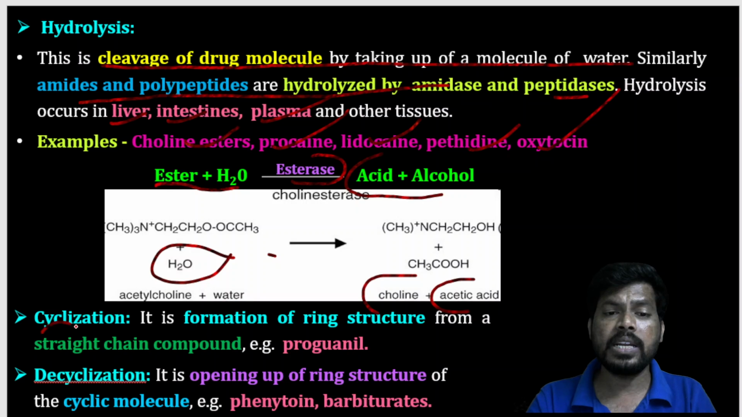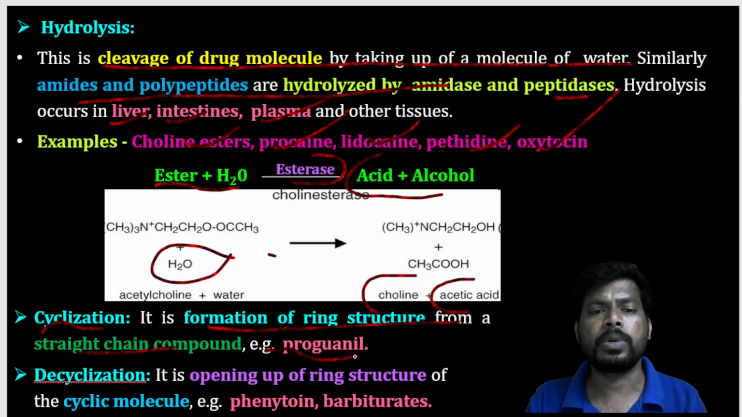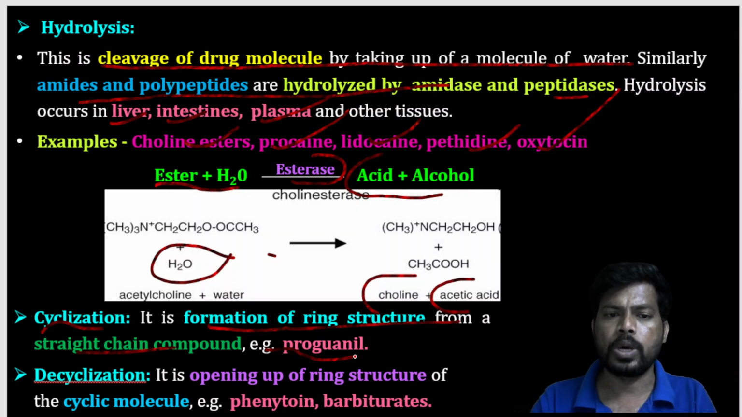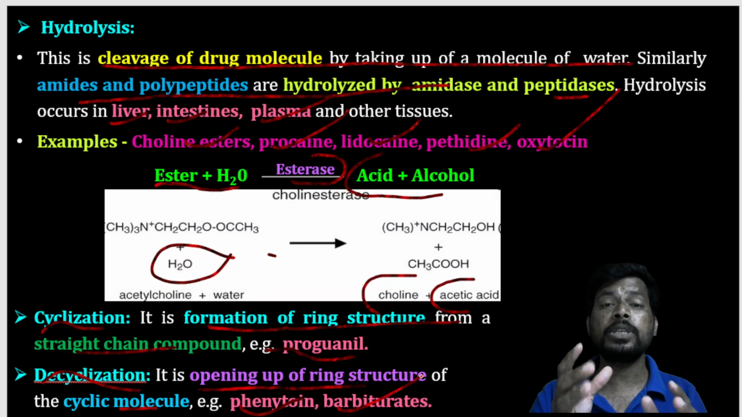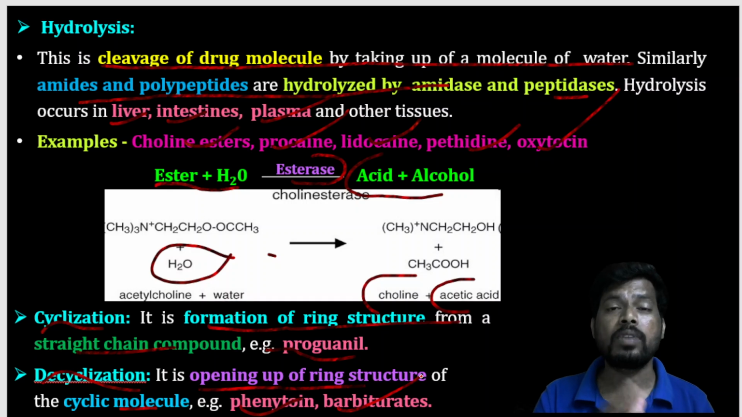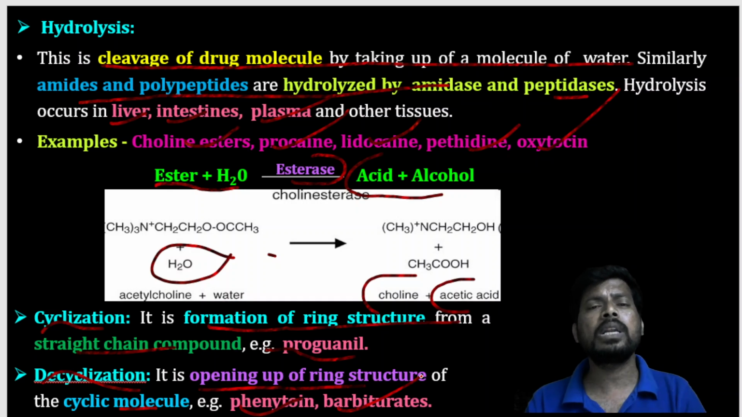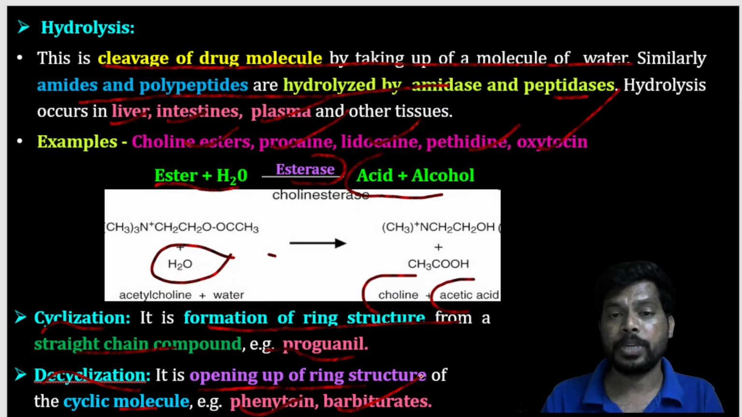Next, cyclization. It is the formation of a ring structure from a straight chain compound. Example is proguanil. Next, decyclization. It is the opening up of the ring structure of a cyclic molecule. Examples are phenytoin as well as barbiturates. Cyclization means the non-cyclic compound converts to a cyclic compound. Decyclization, cyclic compounds convert to non-cyclic compounds. So these are the general phase 1 reactions happening in the body with drug metabolism or drug biotransformation.